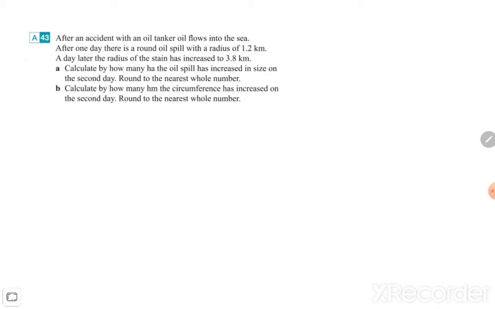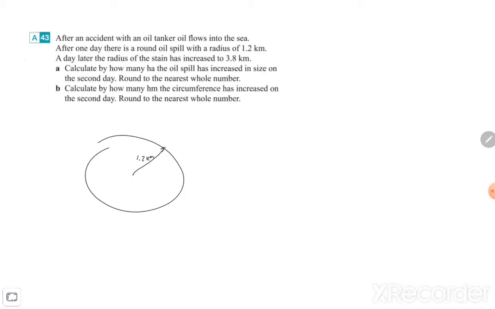Here's a new video about exercise 43 because there were some questions about how to solve this exercise. The question is: after an accident with an oil tanker, oil flows into the sea. After 1 day, there's a round oil spill with a radius of 1.2 kilometers. Let me make a sketch of the situation. So there's my round oil spill with a radius of 1.2 kilometers.